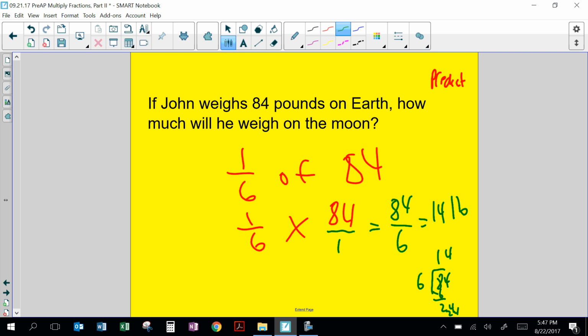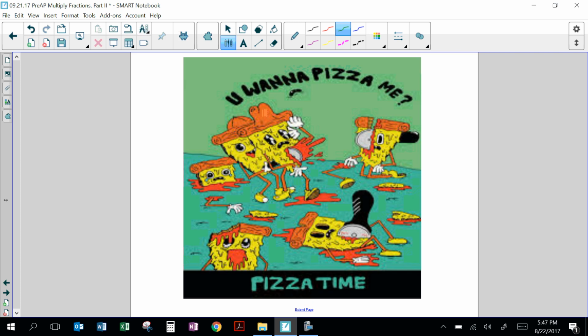Talk about a drastic diet. If you go on the moon, you will be 1/6, a sixth of it, a portion of the weight of Earth. You'll only be 14 pounds. So people who want to go on a diet, Biggest Loser, go to the moon. All right, now, here's a little joke.